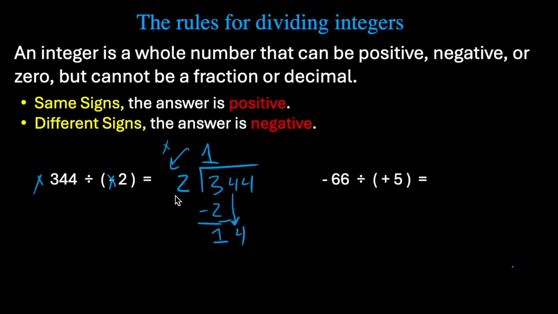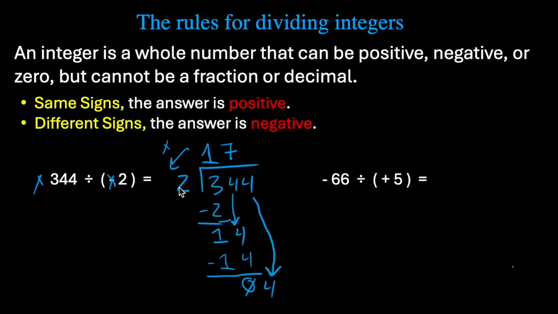So how many times can 2 fit into 14? 7 times. So I'll write the 7 up here. And 7 times 2 is 14. Subtract, that gives us 0. And next we need to bring down the last number, which is 4. So now we have a 4.